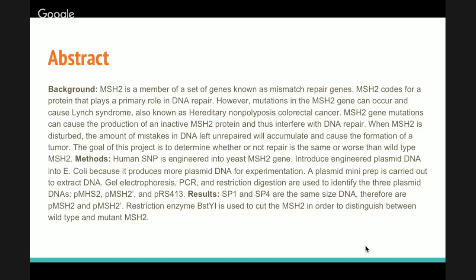A plasmid mini-prep is carried out to extract DNA. Gel electrophoresis, PCR, and restriction digestion are used to identify the three plasmid DNAs, PMSH2, PMSH2', and PRS413. SP1 and SP4 are the same size DNA, therefore they are PMSH2 and PMSH2'. Restriction enzyme BSTY1 is used to cut the MSH2 in order to distinguish between wild-type and mutant MSH2.